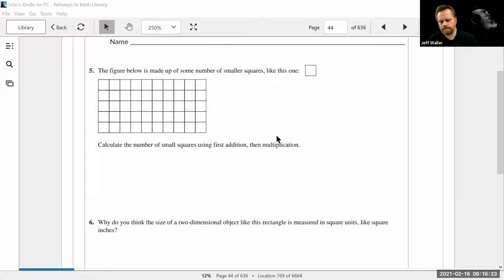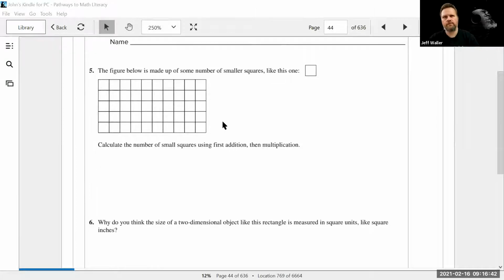72. Oh, no, 50. Yeah, 50. And what are there 50 of? Squares. 50 little square units. So that's why area is measured in square units, because I want to know how much covers something.